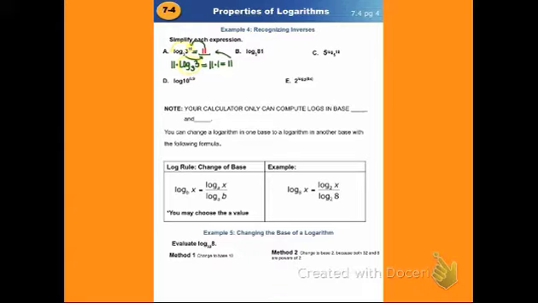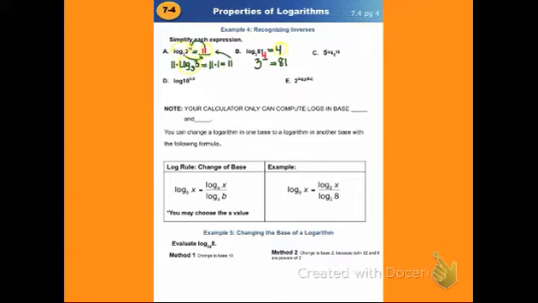What about B? Log base 3 of 81. Well, that one you're really just thinking about what power you would have to raise 3 to get 81. And so I'm trying to fill in the blank. What exponent? Well, 3 to the 4th power is 81. So the answer to this would have to be 4.